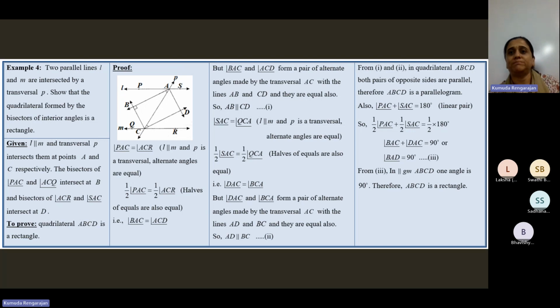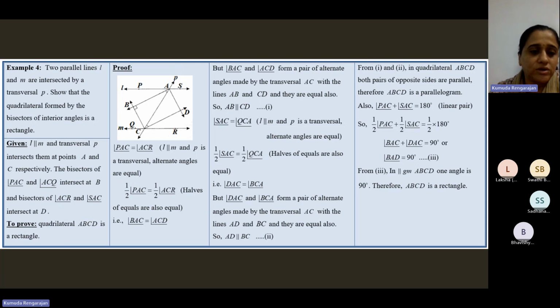So half of PAC. Half of this angle, these two are the equal portions. And for half of this angle, these two are the equal portions. So for half of PAC, we'll write this one. For half of SAC, we'll write this one. But these two put together is BAD. These two put together is BAD. So we get BAD is 90. So we proved that in the parallelogram, one angle is 90 degrees, so it's a rectangle.